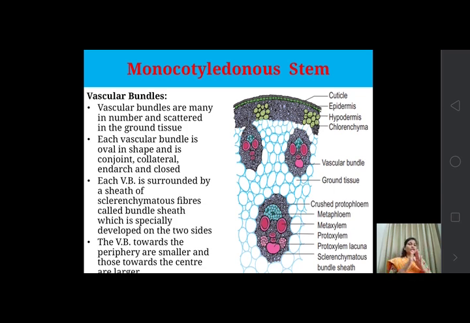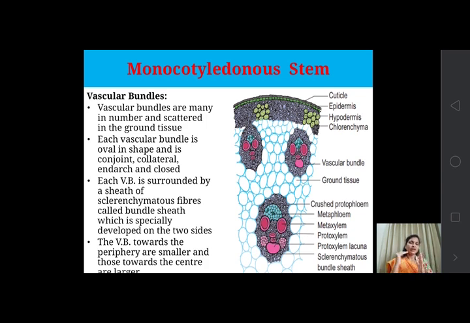That's why secondary growth is not possible. In dicots, these lateral meristematic tissues are present in the vascular tissues, in between the xylem and phloem. But in the monocot stem, the cambium or meristematic tissue is absent. Hence the vascular bundles are conjoint collateral but closed type. Closed means there is no meristematic or cambium tissue.